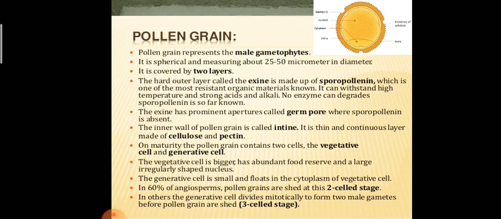These layers protect the pollen grains. Inside the pollen grain is a uninucleated structure which later undergoes mitotic division and produces one large cell and another small cell. The large cell is known as the vegetative cell and the smaller cell is known as the generative cell. Most commonly, before pollination the pollen grain is two-celled, and after pollination the pollen grain becomes three-celled.